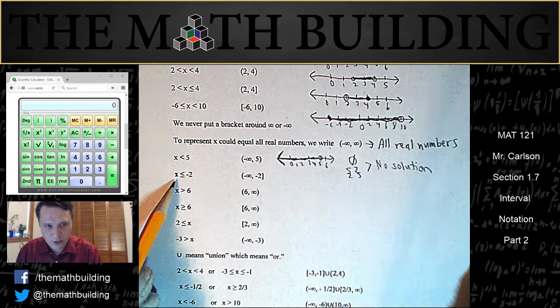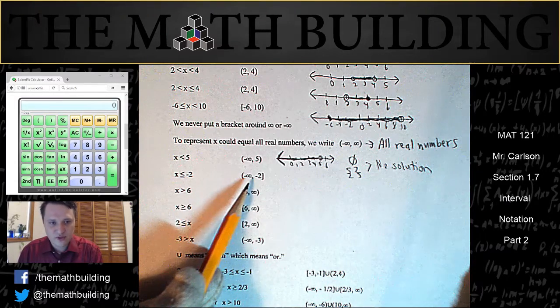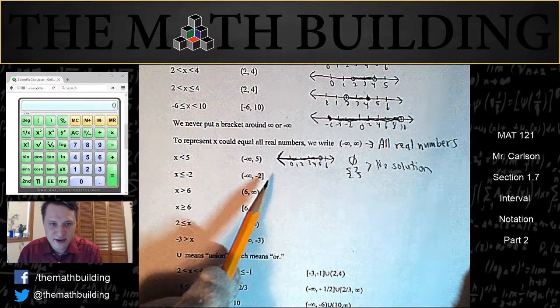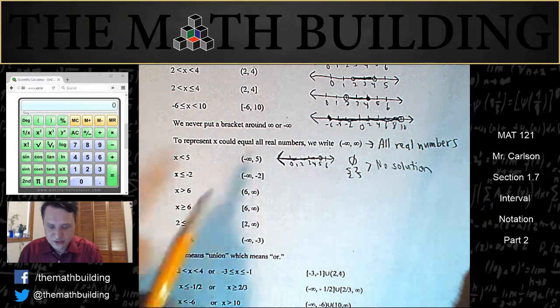How about this next one? We have x is less than or equal to negative 2. So it's the same idea as before, except now we have a bracket. We could be equal to negative 2, so we're negative infinity up to negative 2 with a parenthesis right here.